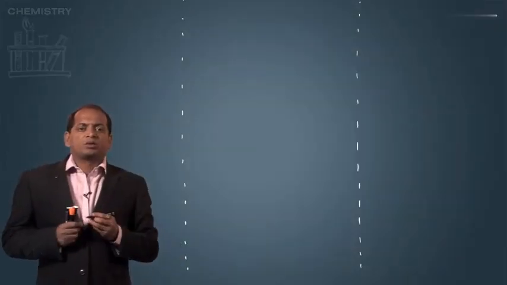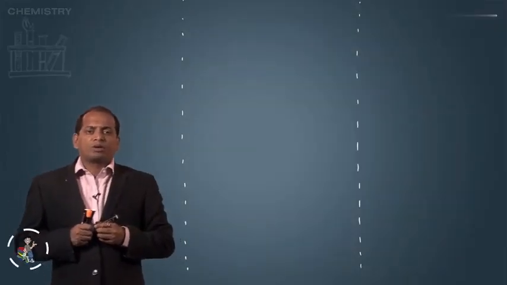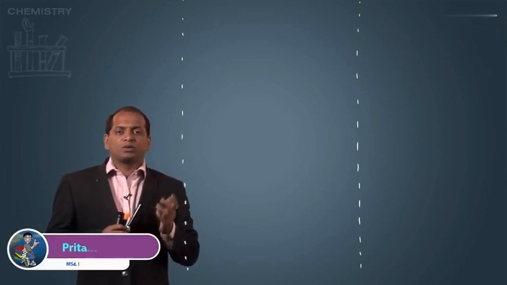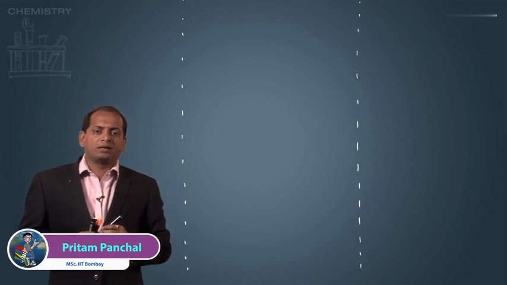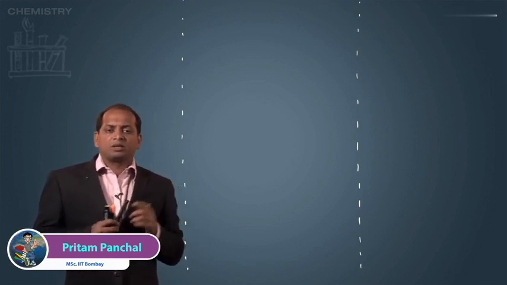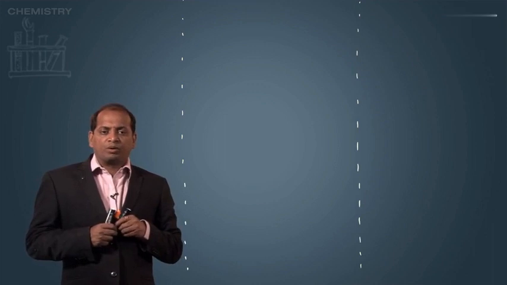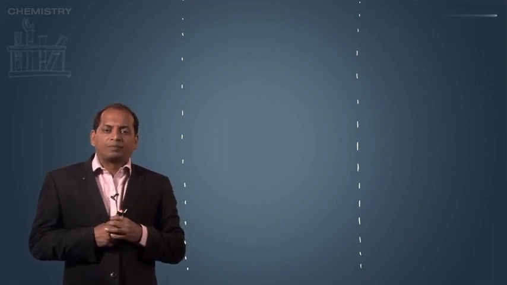Hello guys, so today we are going to discuss a very important topic from physical chemistry. As we know, in chemistry there are three different parts: physical, inorganic and organic. In all of this chemistry, calculation plays a very important role. What do you mean by calculation?